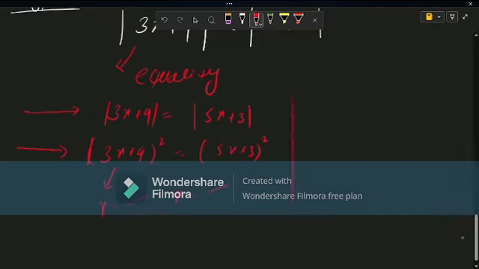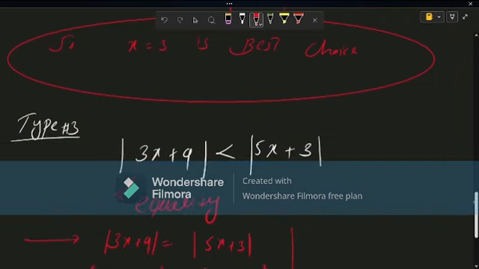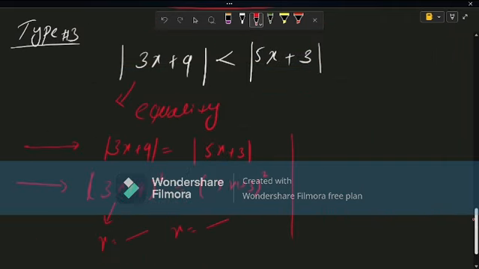Method number 2 suggests that if you don't want to apply the square because this is a little bit lengthy and will consume your time, the second method says that if you have an inequality, you can treat it as an equation first. After taking it as an equation, you find the value of x by taking just 3x plus 9 is equal to 5x plus 3. Shift the relevant terms together, that gives you 2x minus 6 is equal to 0, and x gives you 3.